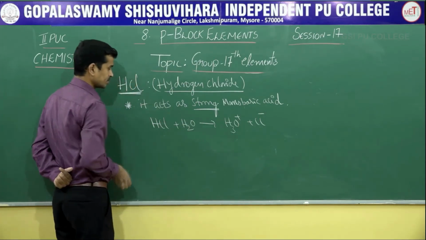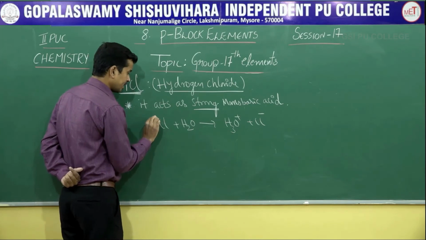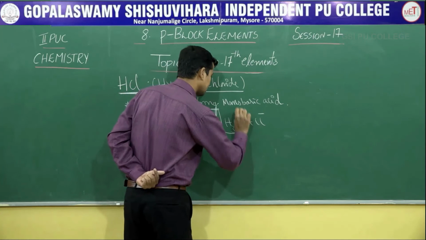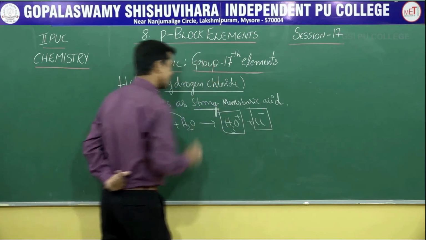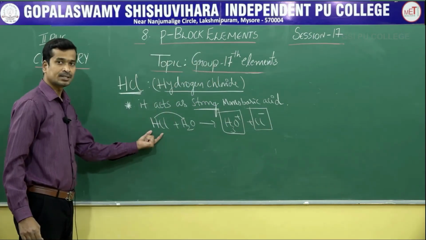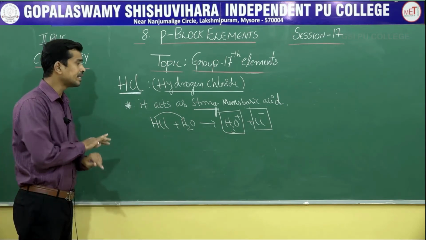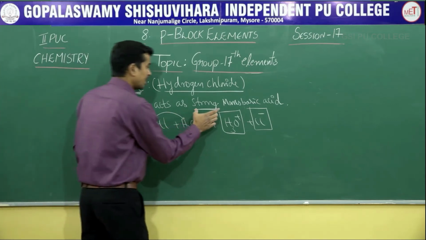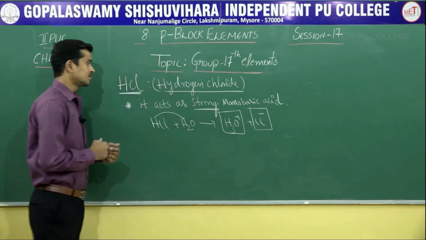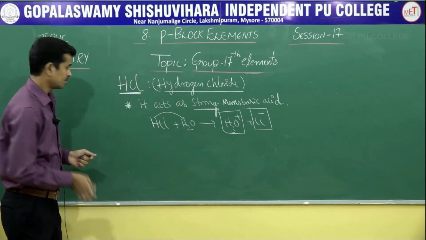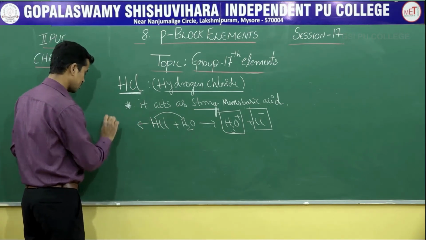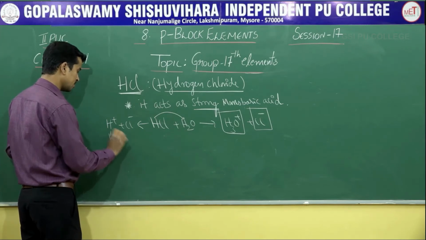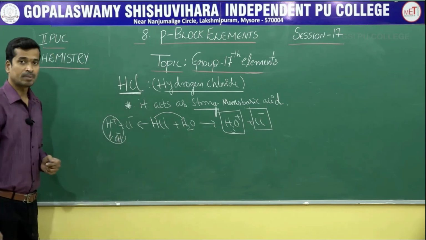In water, HCl donates a proton to give a hydronium ion and chloride ion. It is a strong acid, which means it undergoes complete ionization. Okay, that is called HCl, a strong monobasic acid. It gives how many H plus ions? Only one H plus ion. Its ability to neutralize only one base unit is called monobasic acid.